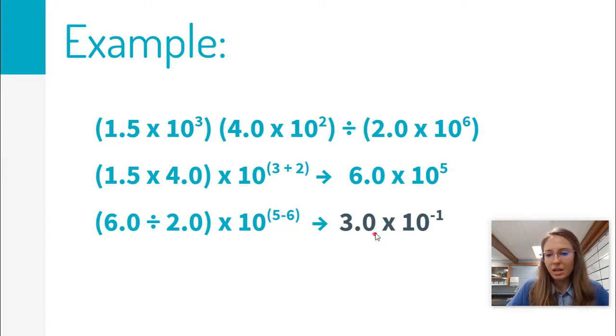So that gets us an answer of 3.0 times 10 to the negative first. And since this already fits our scientific notation rules, we don't have to do anything to it. It is good to go. Okay? And that's how you multiply, divide, and complete mixed operation problems involving scientific notation.